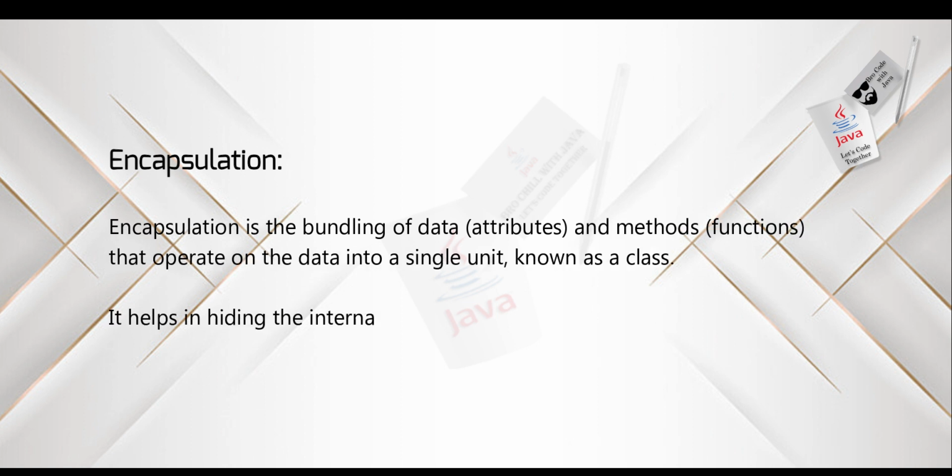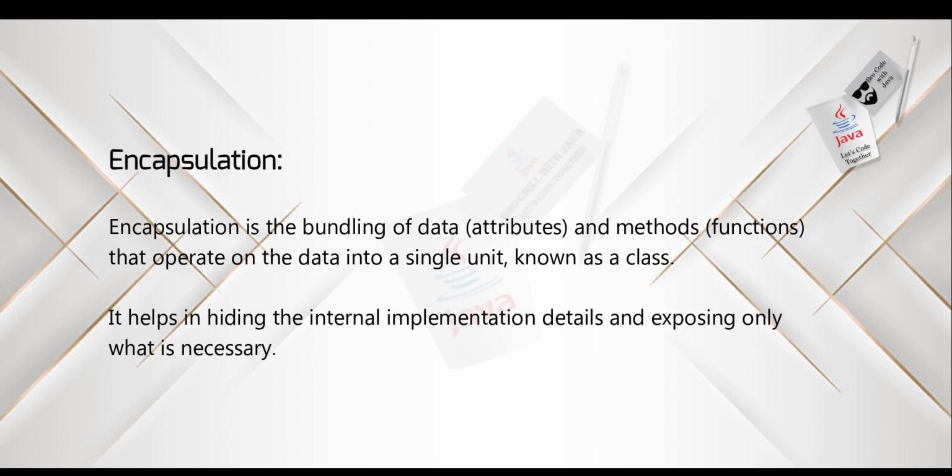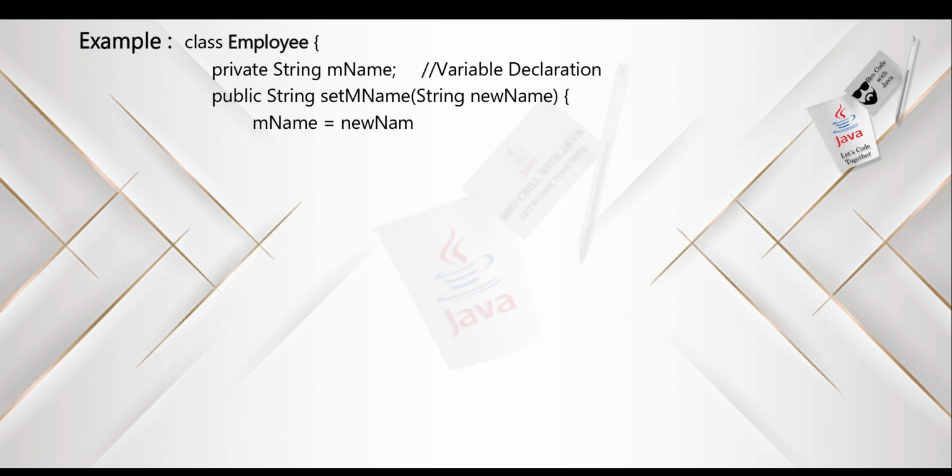Encapsulation. Encapsulation is the bundling of data (attributes) and methods (functions) that operate on the data into a single unit, known as a class. It helps in hiding the internal implementation details and exposing only what is necessary. Example. Please look at the example carefully.